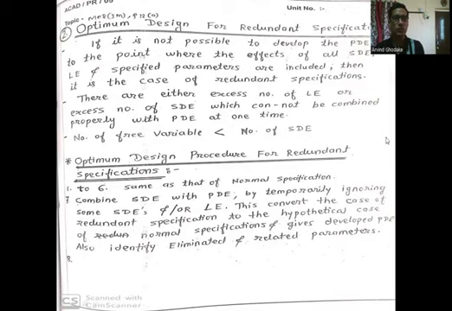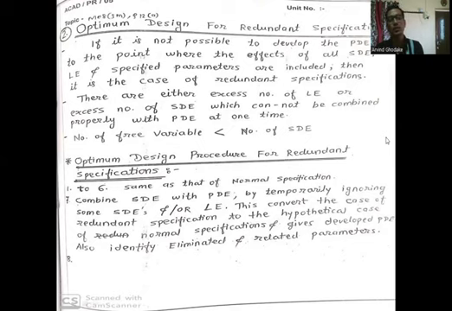So the optimum design procedure for redundant specification. The steps 1 to 6 are same as that of a normal specification. What we have done in the normal specification, that already we know. So step number 1 to step number 6 are same as that of a normal specification.